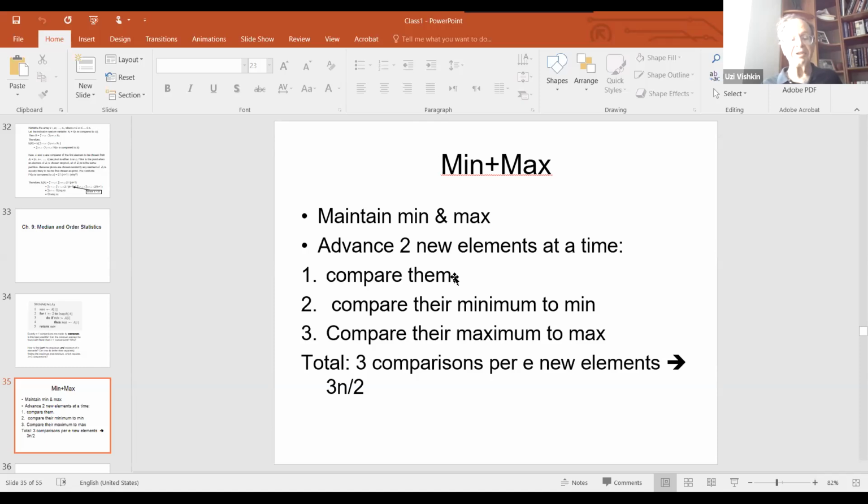Look at what happened here. We managed to advance over 2 elements with 3 comparisons, while before we had a charge of 2 comparisons per element, one for the minimum and one for the maximum. So the very simple observation here is that instead of doing a total of 2n-2 comparisons, we managed to get away with 3/4 of it, 3n over 2. Okay, next.